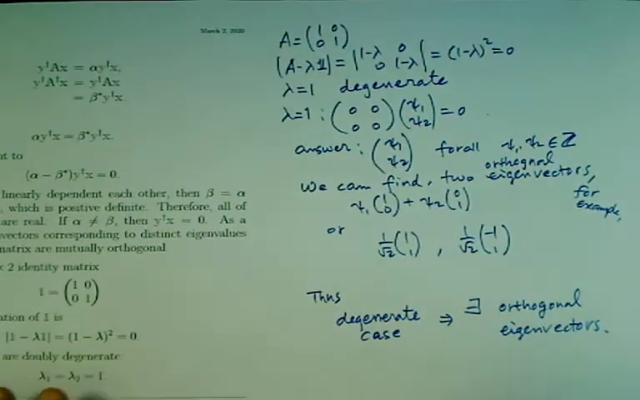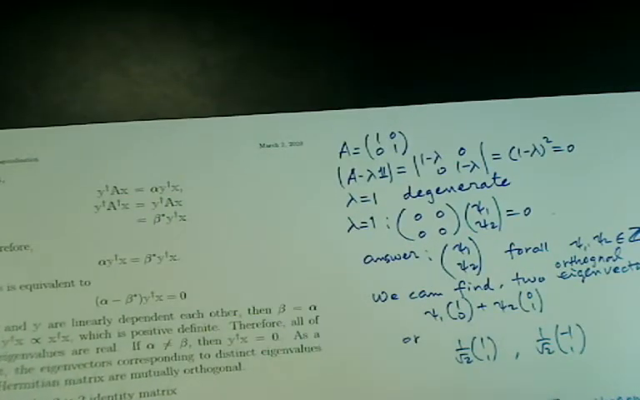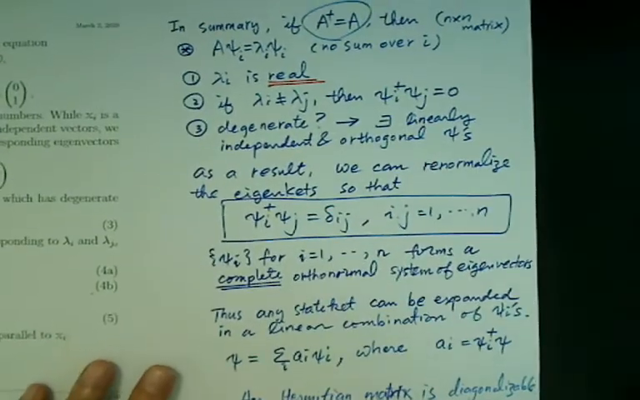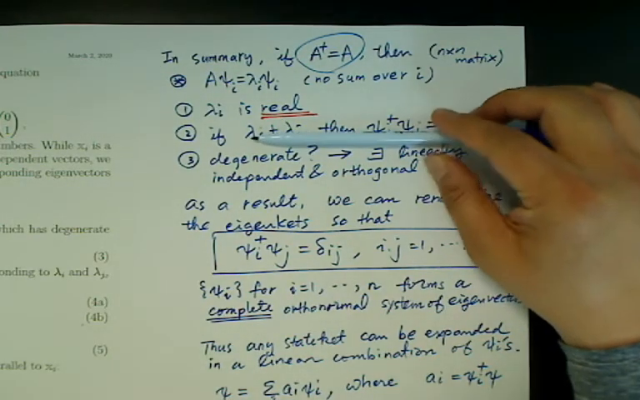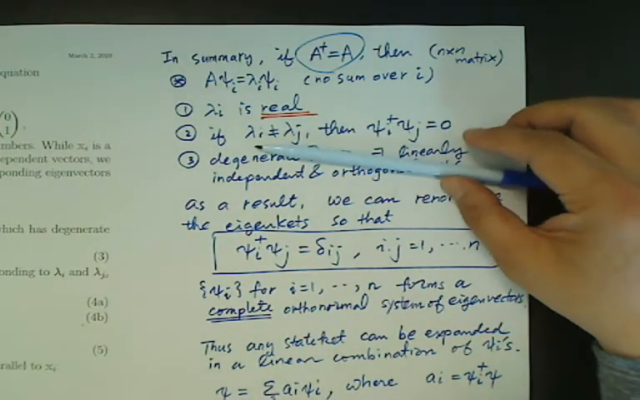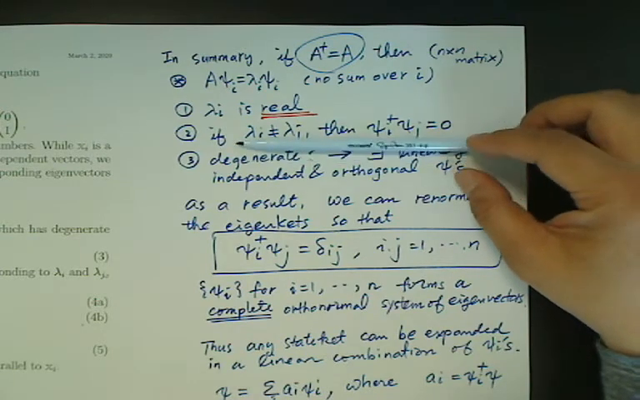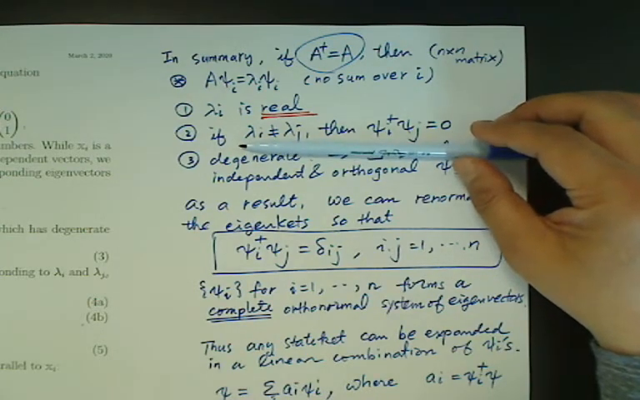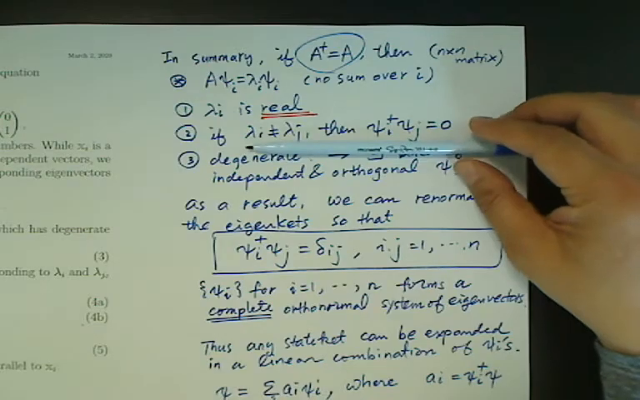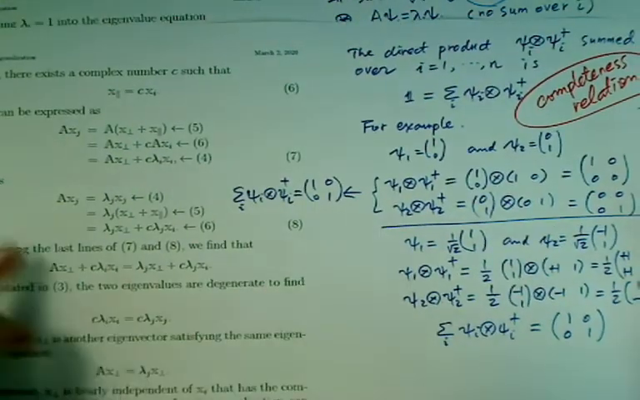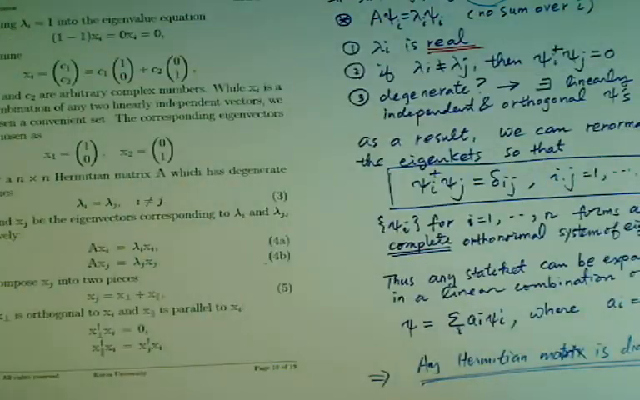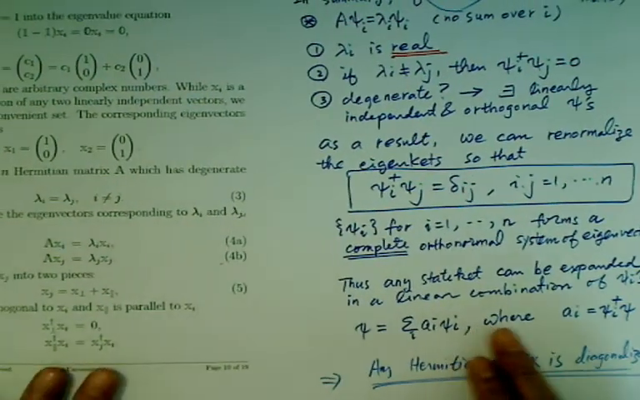Therefore, in summary, if A dagger is A, that is, A is Hermitian, these eigenvalues are all real. If eigenvalues are different, the eigenvectors are orthogonal. Even in the case of degenerate eigenvalues, we can always find orthogonal eigenvectors. The detailed proof is given on this page and the next page, and it is straightforward to follow. So I advise you to follow those computations.